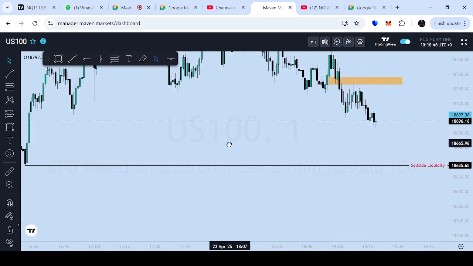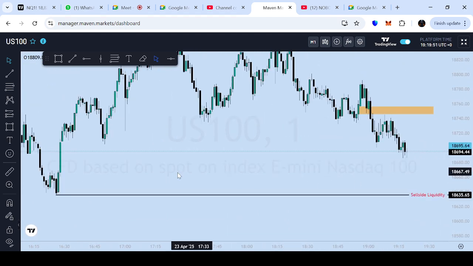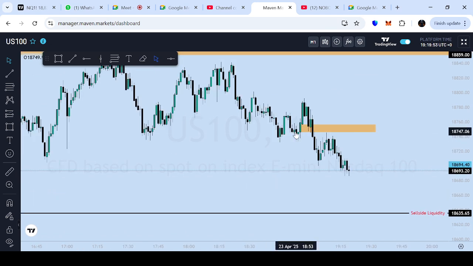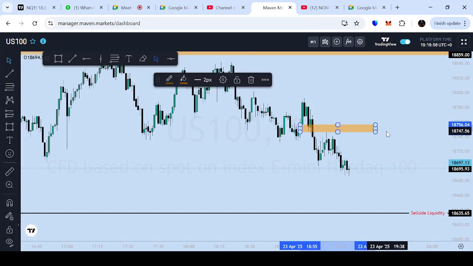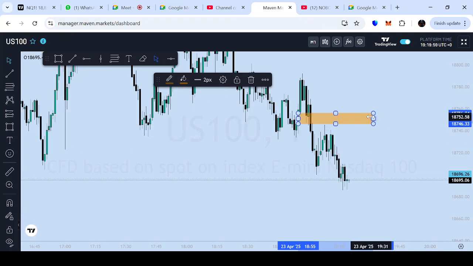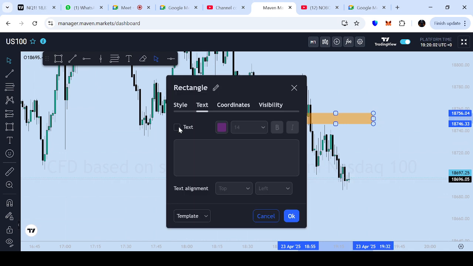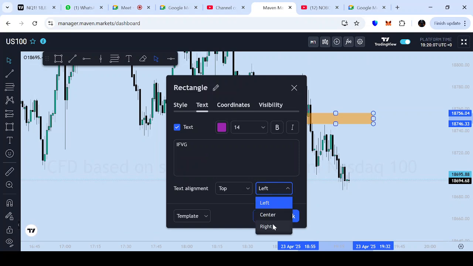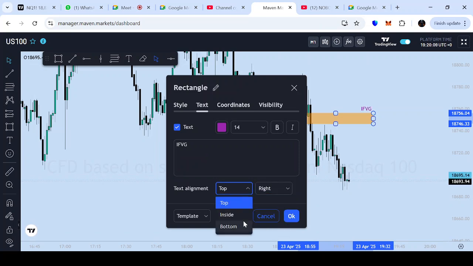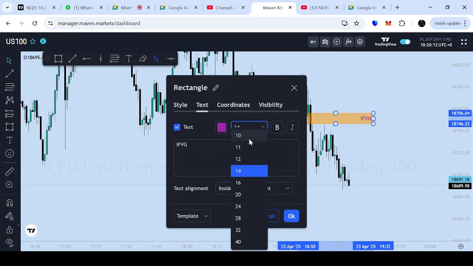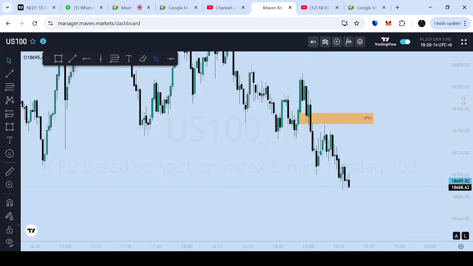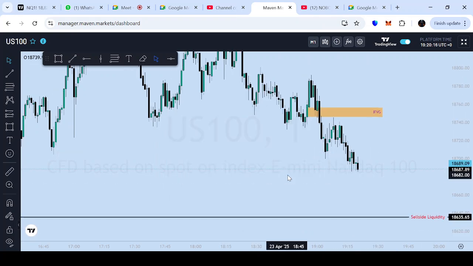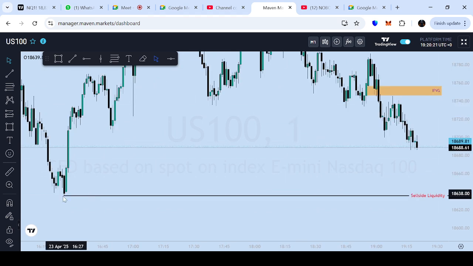So we could anticipate price action now. We have sell side liquidity here. You can see this is an inversion. To identify an inversion fair value gap, it's going to act as an inversion there. We have a target, sell side liquidity here resting below.